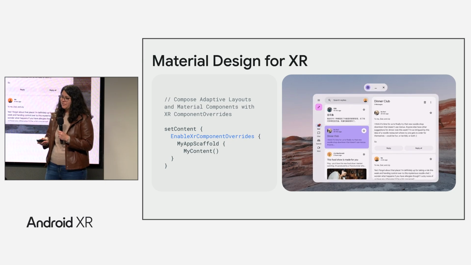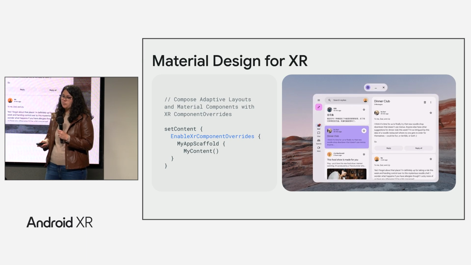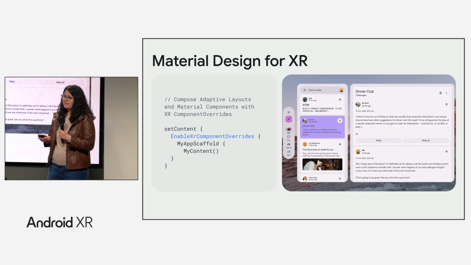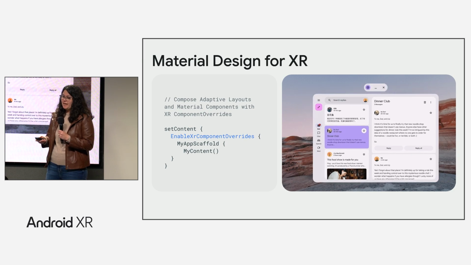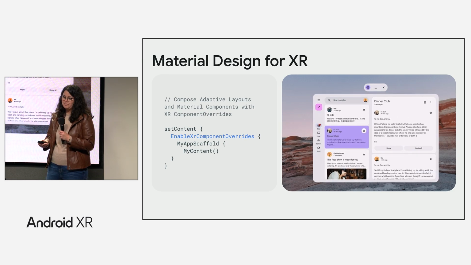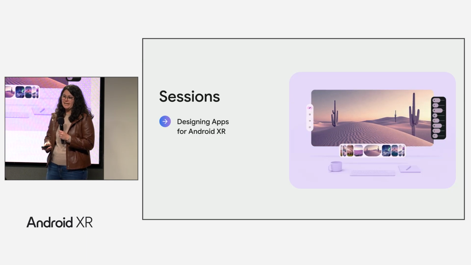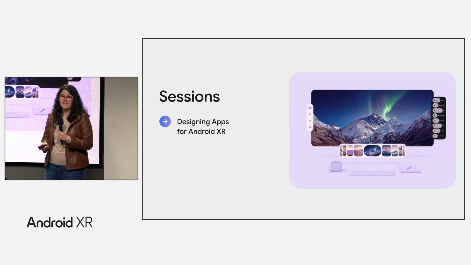within an orbiter. If you're using the M3 adaptive library, panes and list-detail and supporting pane scaffolds will automatically adapt to spatial panels when Spatial UI is available. Simply add the Enable XR component overrides wrapper to opt into these XR changes in your app. And you want to tune into our design talk to learn more about our guidelines for designing for XR.